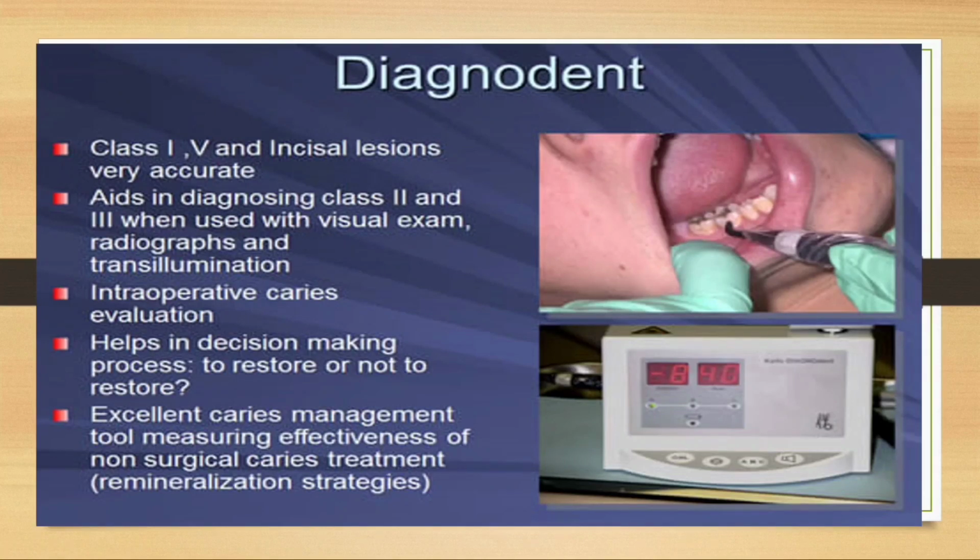And also we can use potassium iodide. DIAGNOdent is an instrument by which we can detect caries, that is class 1, 5 and incisor lesions. Caries can be accurately measured. There will be visual examination and radiographs, and transillumination aids are there. Intraoperative caries evaluation helps in decision making to restore or not to restore. So it is an excellent caries management tool, measuring the effectiveness of non-surgical caries treatment, that is remineralizing strategies.